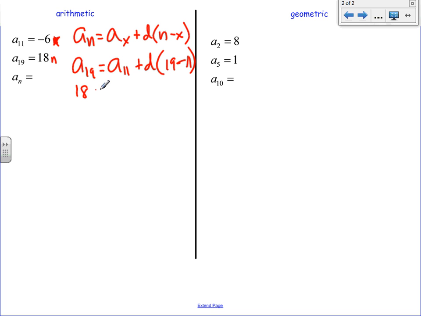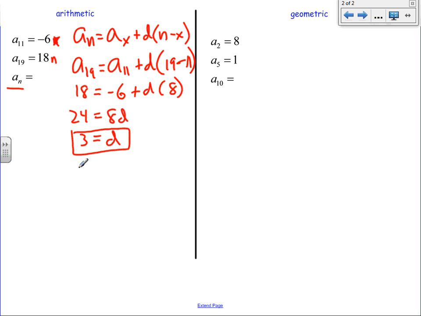So let's go ahead and plug the numbers in. We got 18 is equal to negative 6 plus d times 8. And then if we move that over, we get 24 is equal to 8d, and the common difference is 3. Now again, in order to write the rule, it's a system of equations, we need two unknowns. So we got the d figured out, so that's good.